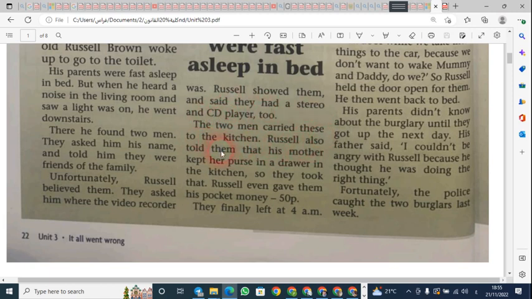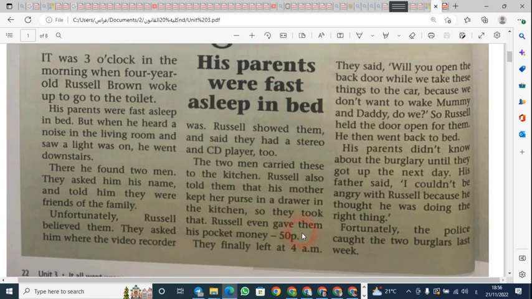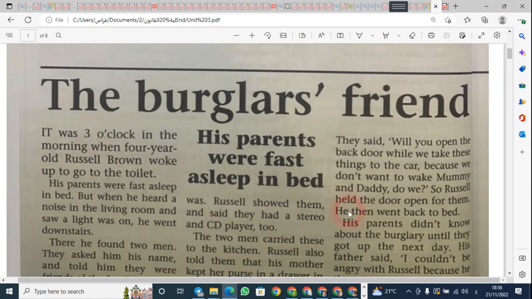Russell also told them that his mother kept her purse in a drawer. وأيضا أخبرهم أن والدته احتفظت بجوزدانها in a drawer في درج in the kitchen. So they took that. Russell even gave them his pocket money, 50 pence. وأيضا أعطاهم مصروفه اليومي 50 pence. They finally left at 4 a.m. That's after an hour.